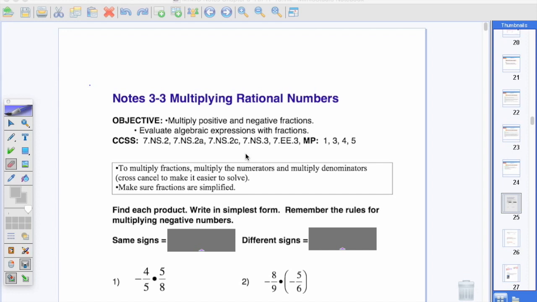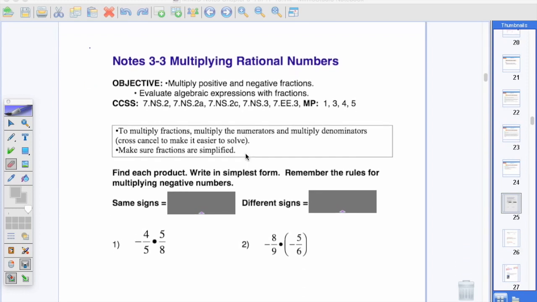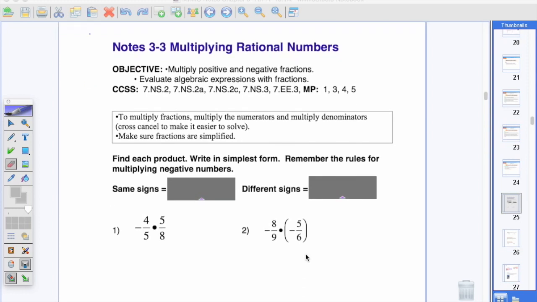To multiply fractions, you're going to multiply the numerators and multiply the denominators. Cross-cancel to make it easier to solve. Make sure fractions are simplified. We're going to find each product, write in simplest form.